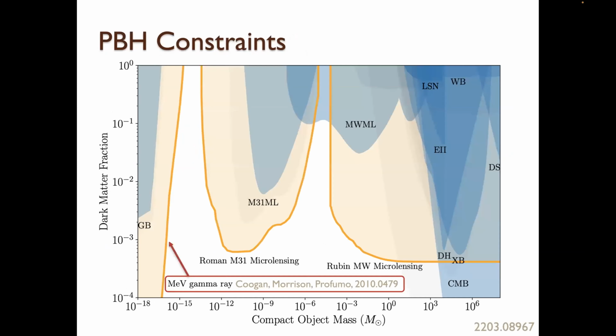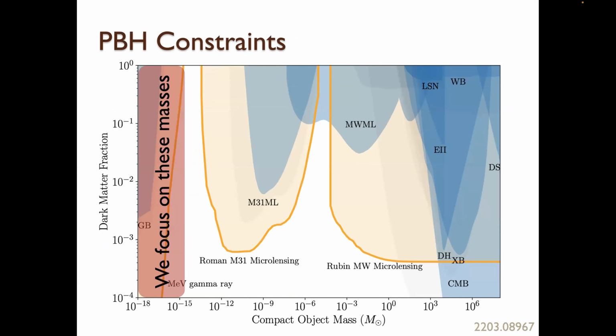And this is well studied by Coogan, Morrison, and Profumo. And as I told you, these yellow regions are future sensitivities, and the leftmost corner future sensitivity is from this AMEGO gamma ray observation. So in this range, PBH can be detected in the near future. So we focus on this mass. This mass is the most interesting parameter space from our point of view, in that it can be discovered soonish.